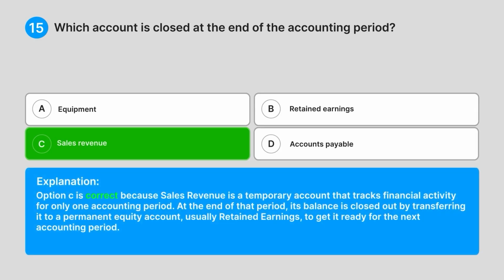Explanation: option C is correct because sales revenue is a temporary account that tracks financial activity for only one accounting period. At the end of that period, its balance is closed out by transferring it to a permanent equity account, usually retained earnings, to get it ready for the next accounting period.